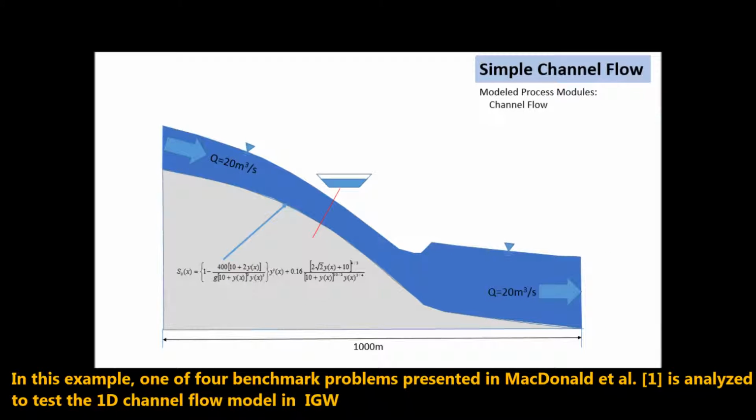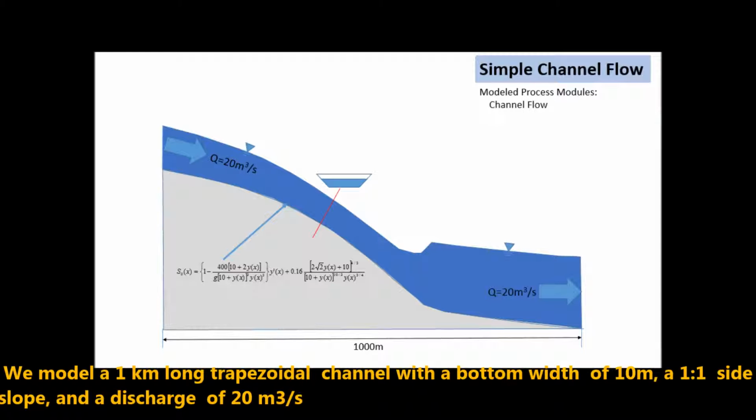In this example, one of the 4 benchmark problems presented in MacDonald et al. is analyzed to test the 1D channel flow model in IGW. We model a 1 kilometer long trapezoidal channel with a bottom width of 10 meters, a 1-to-1 side slope, and a discharge of 20 cubic meters per second.